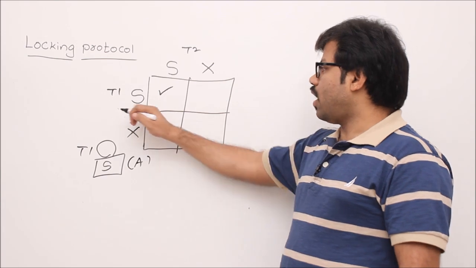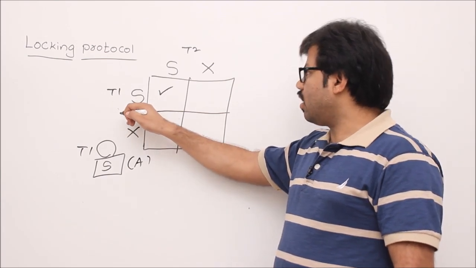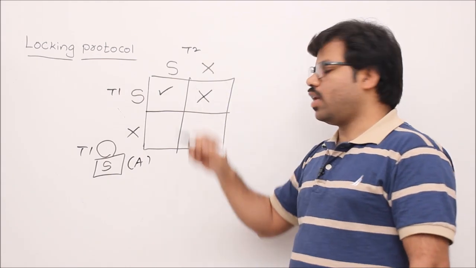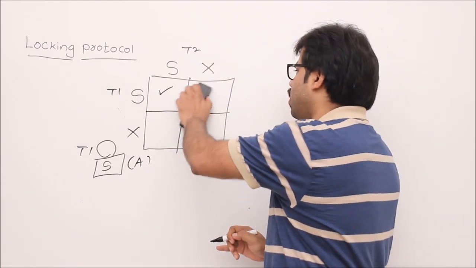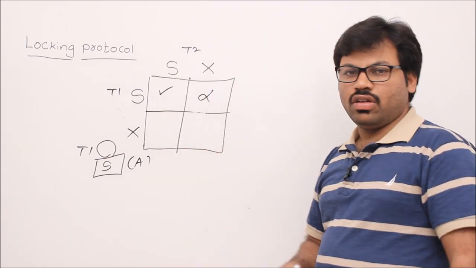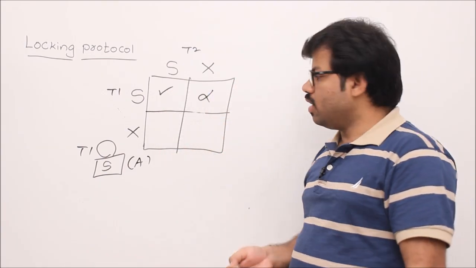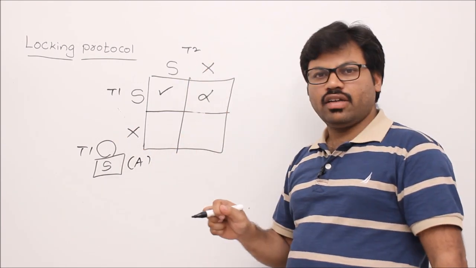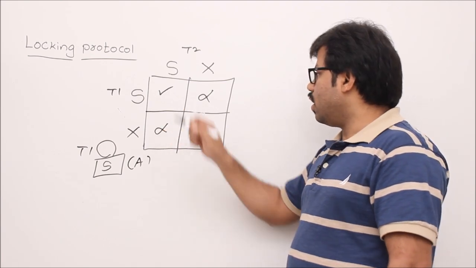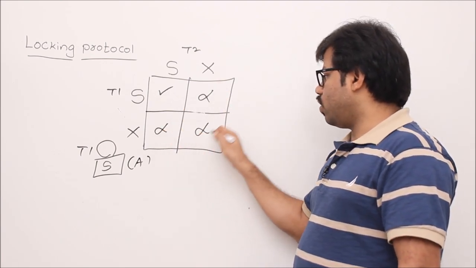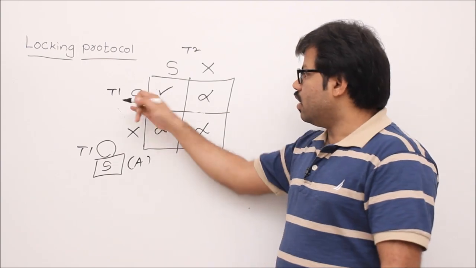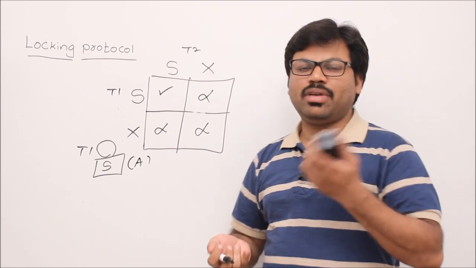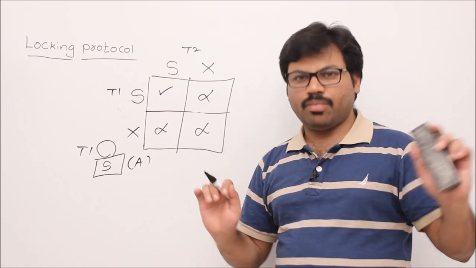Second, if T1 already holds a shared lock and T2 asks for an exclusive lock, then we should not allow it, right? This X means not possible. Let's write it like this: wrong. So the DBMS will not allow it. Now, T1 is holding an exclusive lock and T2 wants a shared lock on it. Is it allowed? Not allowed. Similarly, exclusive and exclusive is also not allowed. This is called the compatibility matrix for shared locks and exclusive locks. So we remember it. Otherwise, that is the DBMS's responsibility, so the DBMS will remember it.